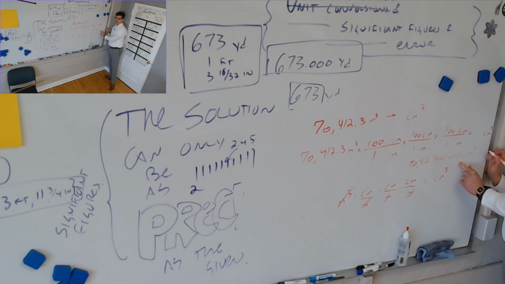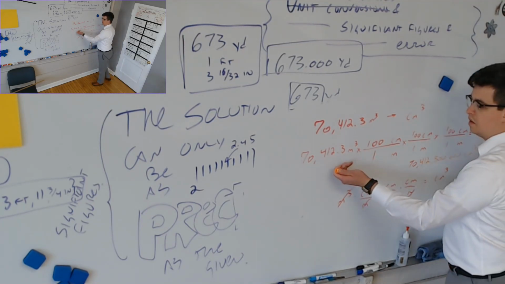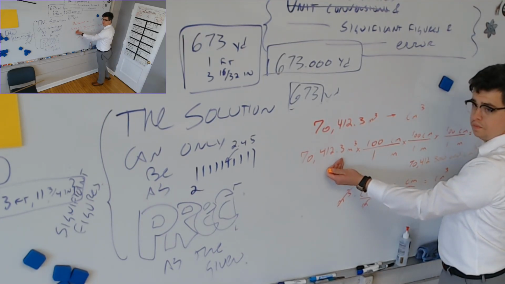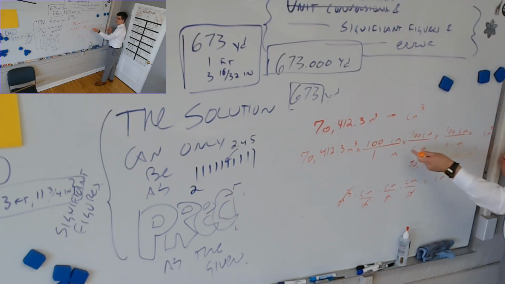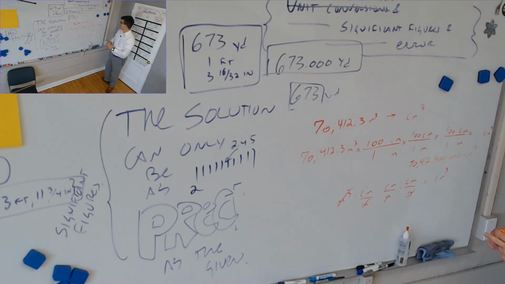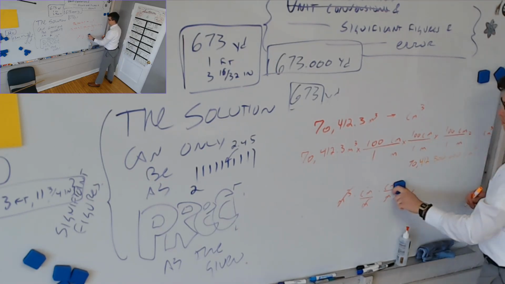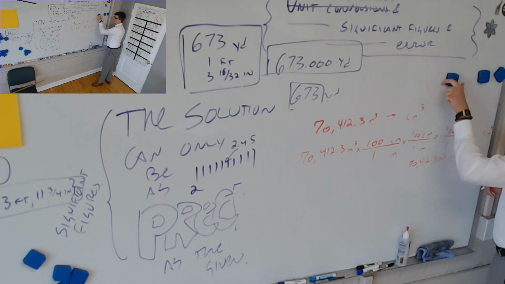I hope someone wrote this down. This step, where to do dimensional analysis on a quantity with an exponent, we do that same thing however many times the exponent is. Let's do another example of that real quick. Don't erase that one just yet.